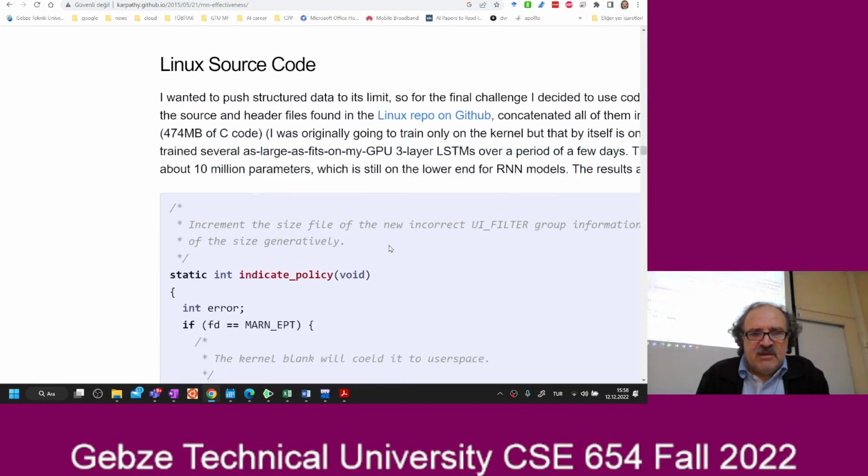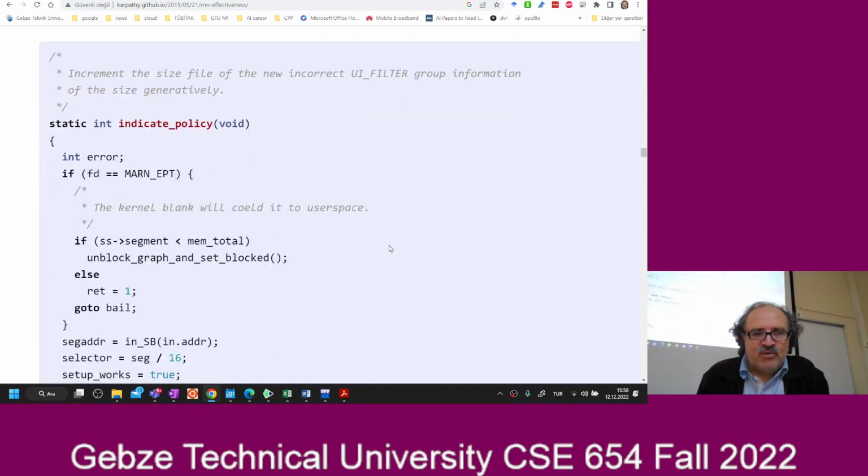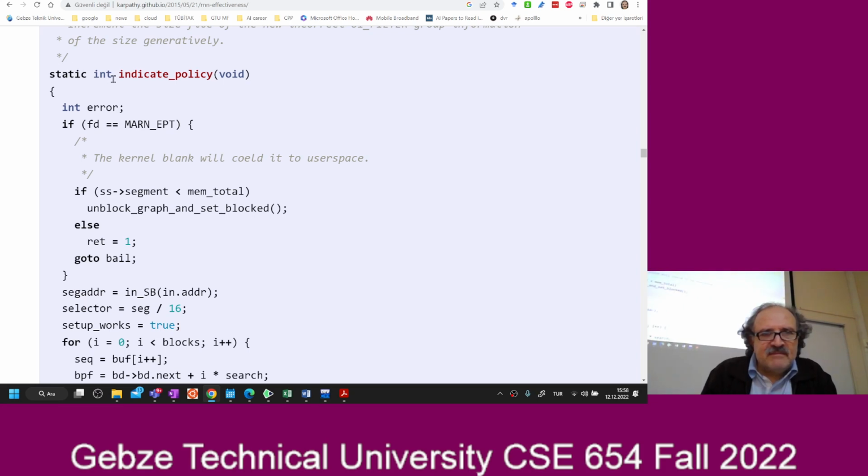And this is the Linux source code. It is producing some code, right? Syntax-wise, it is okay, but it won't compile. Why? Because I don't think that mem total is a defined variable.